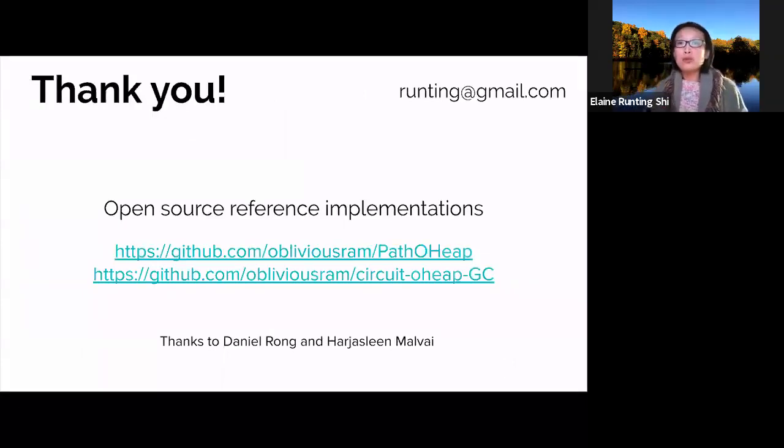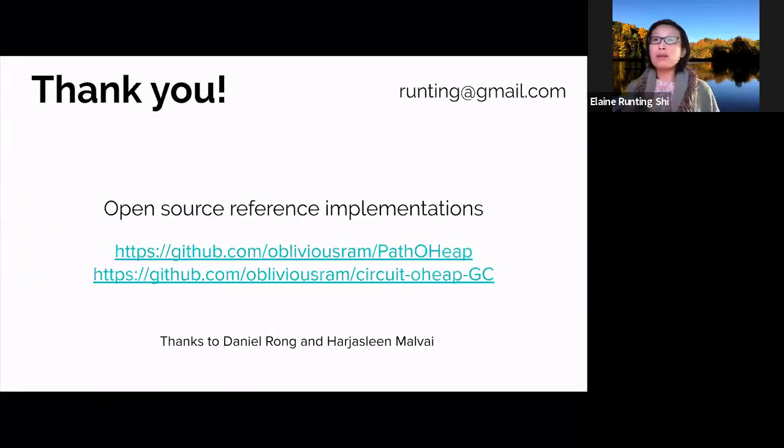To end, I want to call your attention to our open source implementations available on GitHub. I did not have time to cover additional applications and evaluation results, but you can find the details in our paper. Thank you so much for your attention.